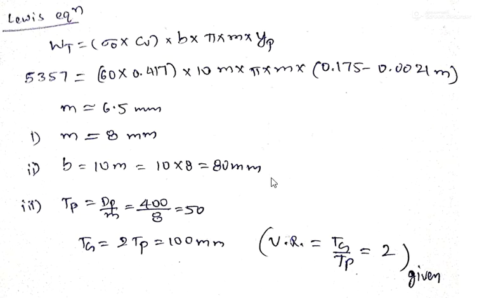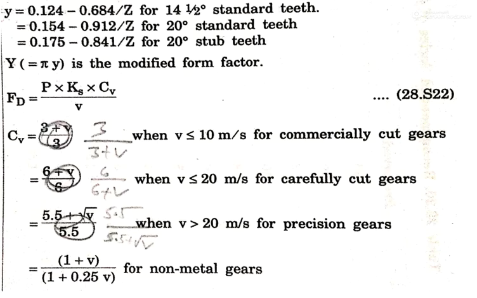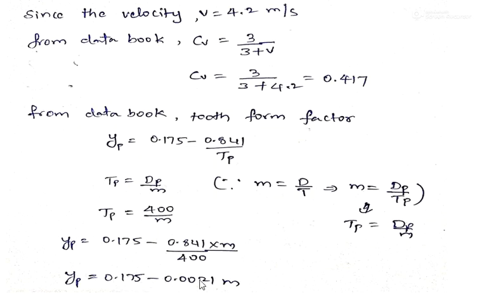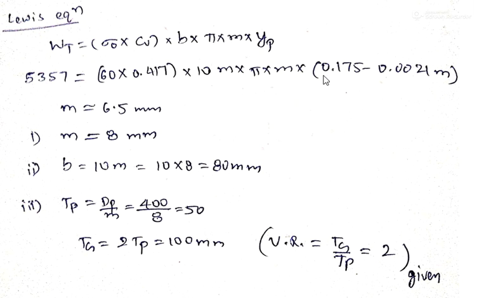Substitute in this next formula, that is the Lewis formula, sigma naught into CV into B into pi into m into YP. WT, the tangential tooth load, we got as 5357 in the previous step, and sigma naught is given as 60 megapascal or 60 Newton per mm square. It is given in the question. CV we have calculated, and face width B is 10 times the module, given in the question. Pi is the constant and m we have to calculate, and YP we got in the previous step, sorry, YP we got as 0.175 minus 0.0021 m. So we have substituted that here.